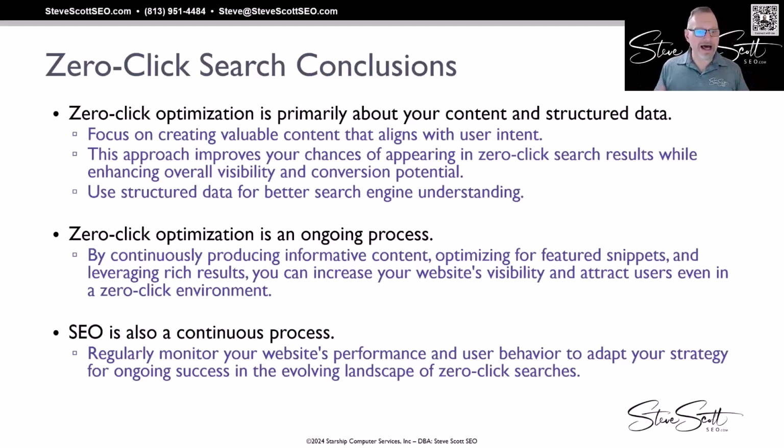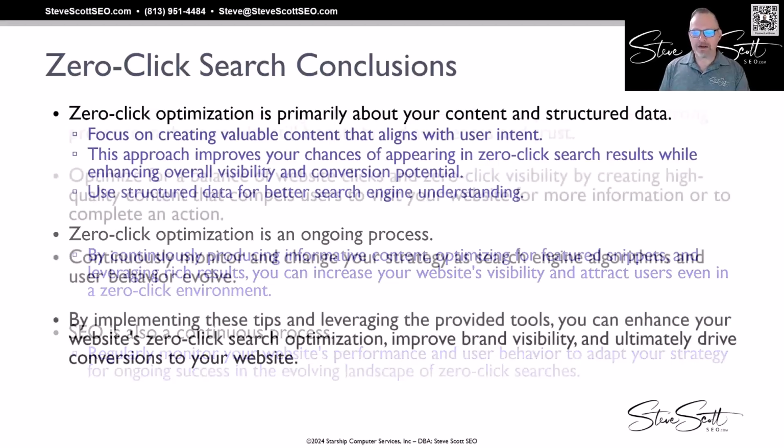Zero-click optimization is an ongoing process, right? By continuously producing informative content, optimizing it with structured data for those featured snippets, leveraging rich results, you can increase your site's visibility, or the potential visibility, and attract users even in that zero-click environment. And remember that SEO is also a continuous process. Regularly monitor your site's performance and user behavior, meaning things like pages per visit, time on site, bounce rates, things like that, and then adapt your strategy to have ongoing success in this evolving landscape of zero-click searches.